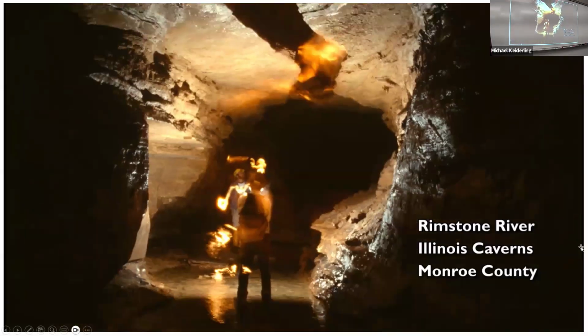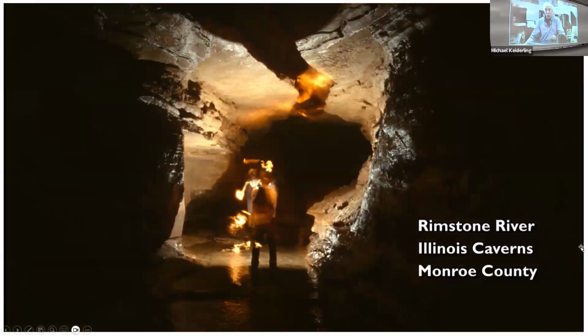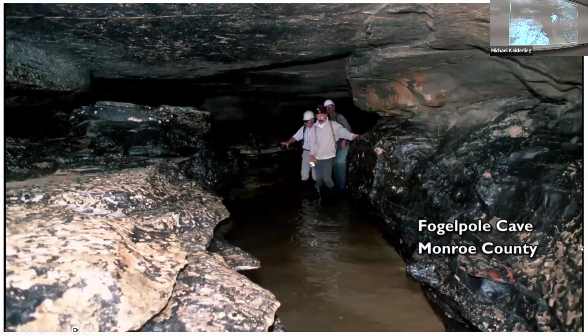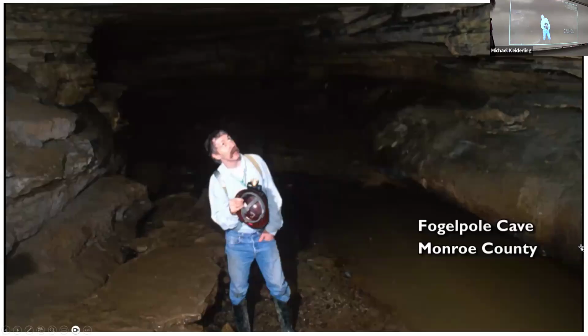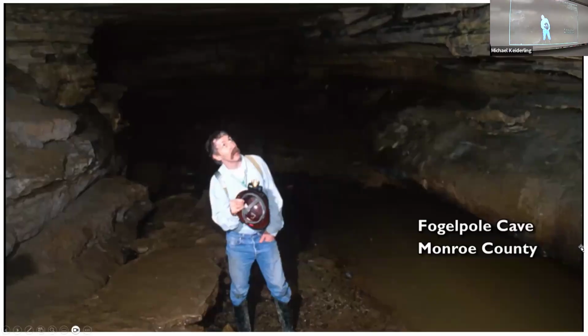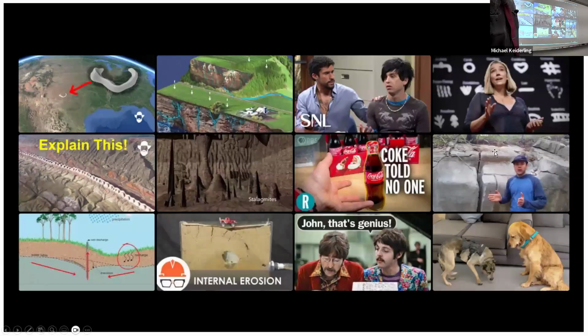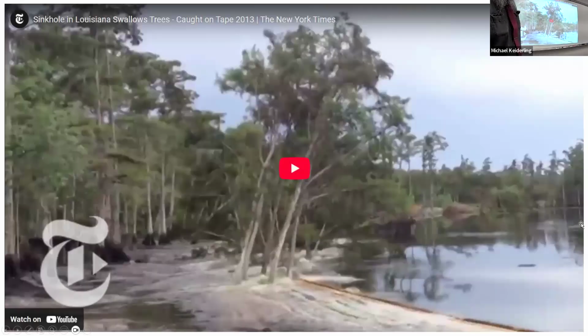For example, in southwestern Illinois, there are caves that extend for 15 miles with passages that are 30 feet in diameter and rivers running through the cave. So this is the kind of area we study. And then an example of what can happen with a sinkhole I will show. This is a sinkhole in Louisiana.